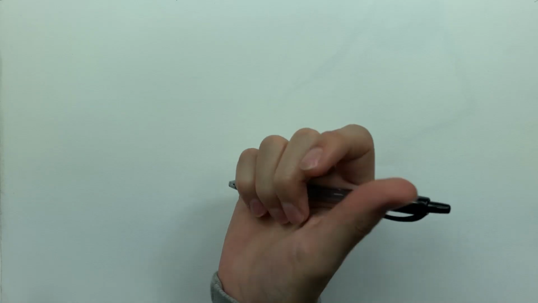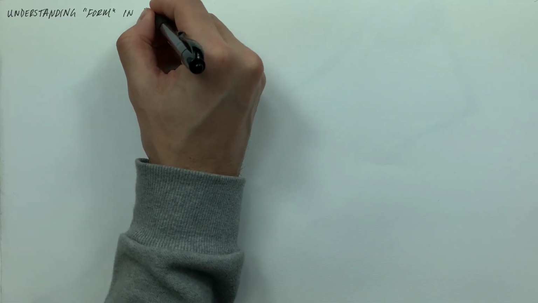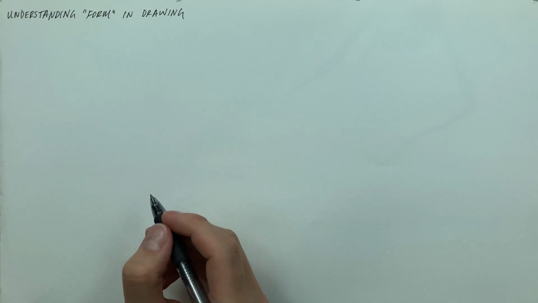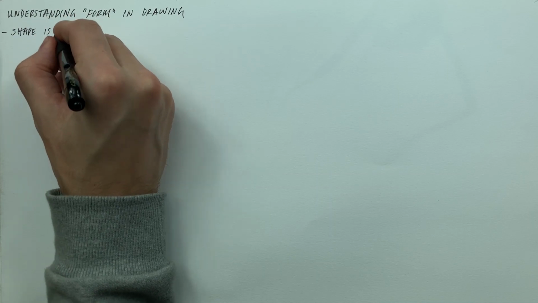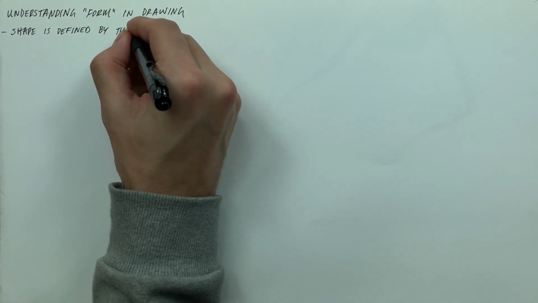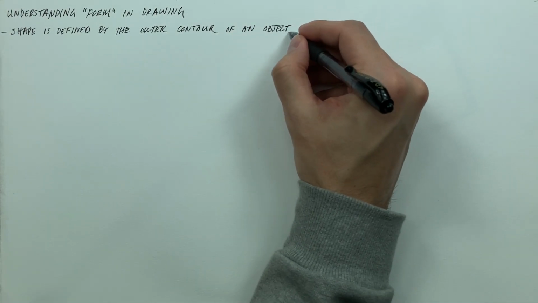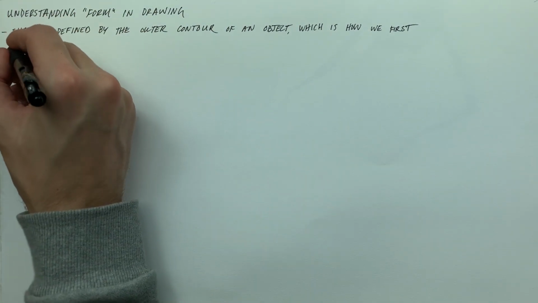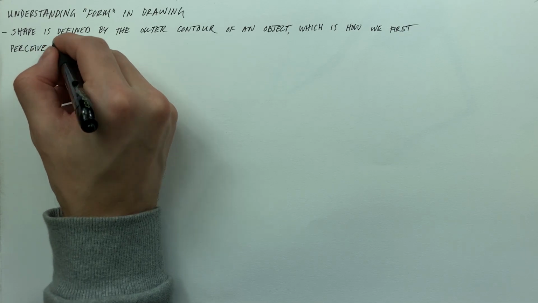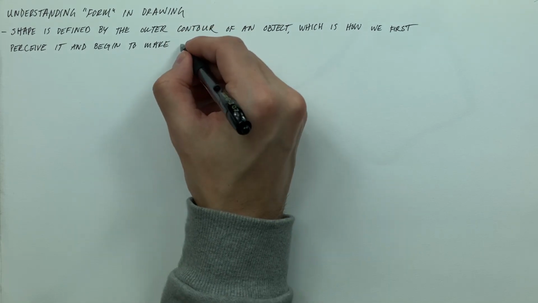All right, so now understanding form in drawing. So before we can touch on form, we need to understand what comes before form, and that is shape. Shape is defined, of course, by the outer contour of an object. And this is how your viewer will first perceive it and begin to really make sense of your drawing.